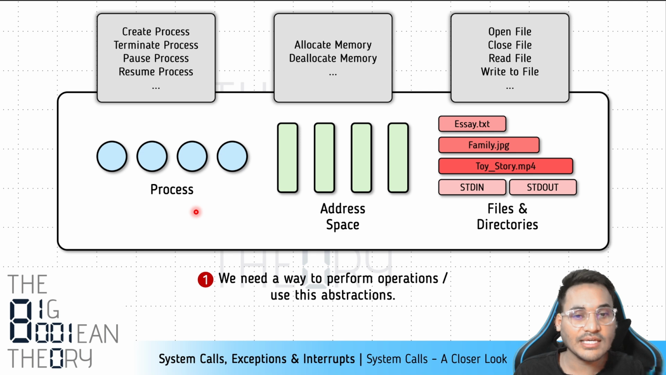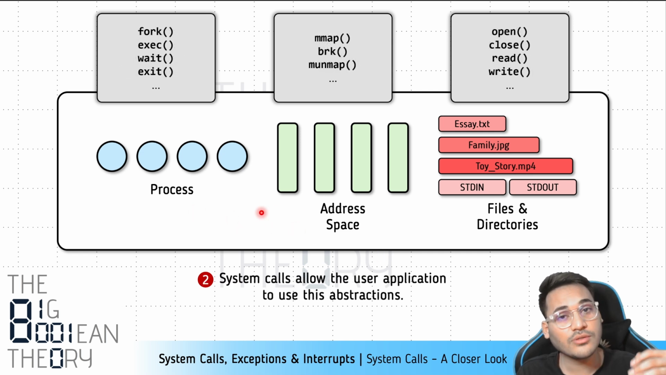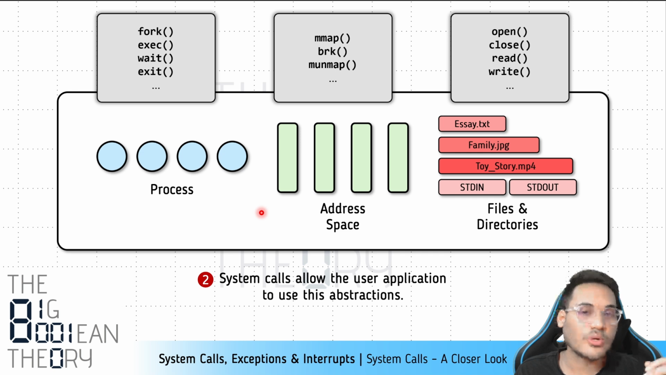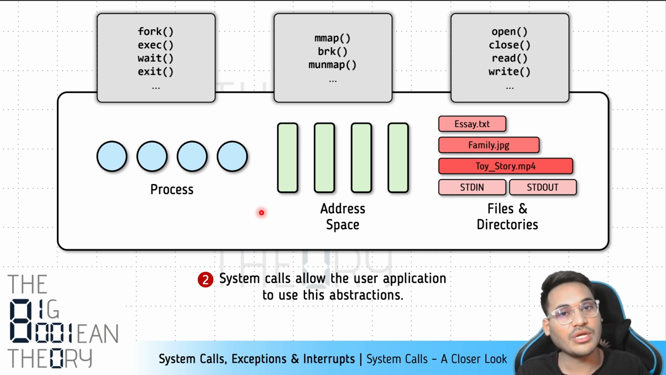Now, after creating these abstractions, it must also provide a way so that the user of this machine, the virtual machine, you can think, that the operating system has created, should be able to use these abstractions. They should be able to perform operations on these abstractions, right? So now the answer to the question, how can we use these abstractions, is system calls. System calls are a mechanism via which the operating system allows us to perform operations on the abstractions that it provides, right?